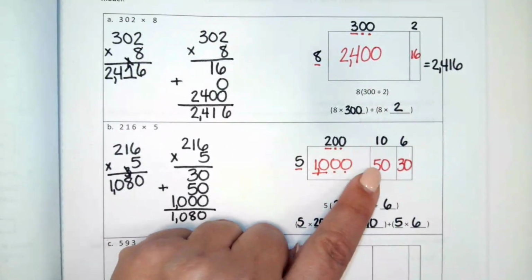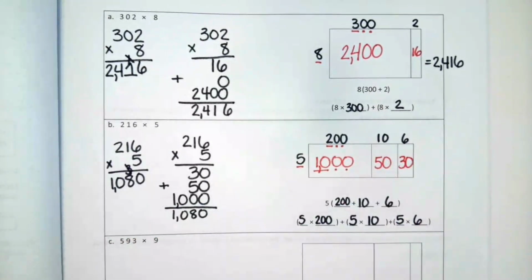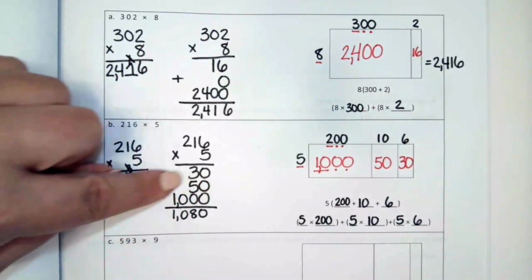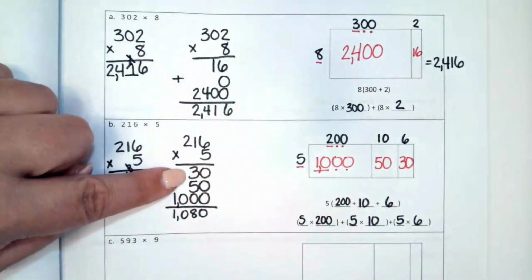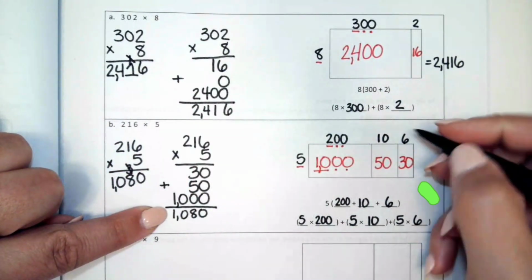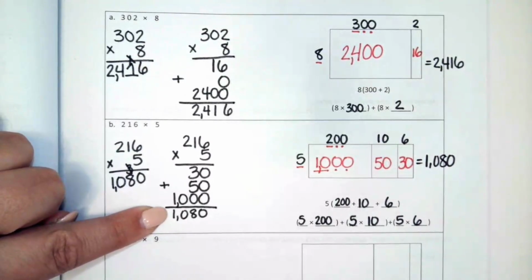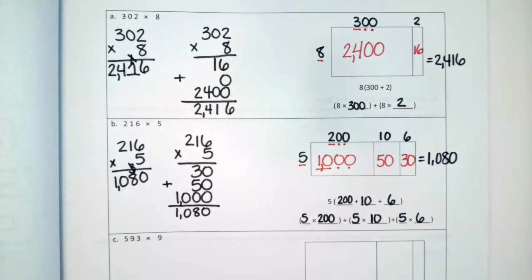When you add them all together, 1,000 plus 50 plus 30, what does that equal? Look, it's the same as what we have right here. There's the 1,000, there's the 50, there's the 30. So it equals 1,080. Okay, you can try letter C on your own later. Let's turn the page.